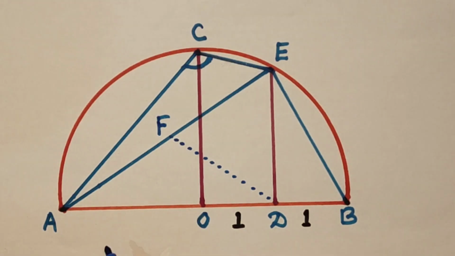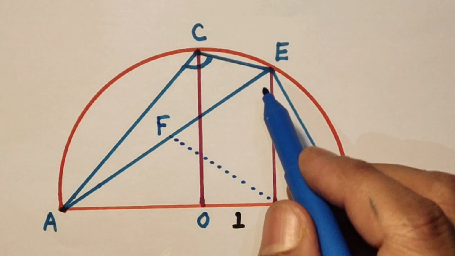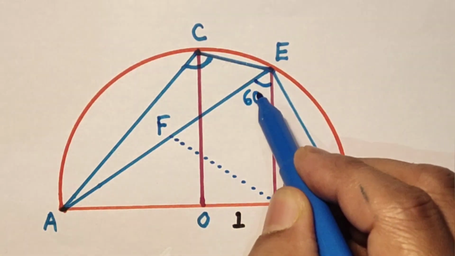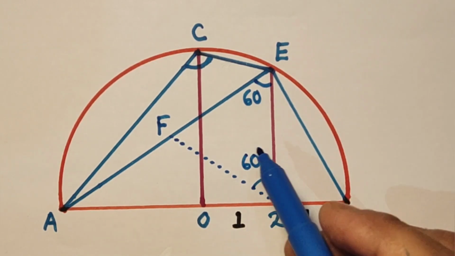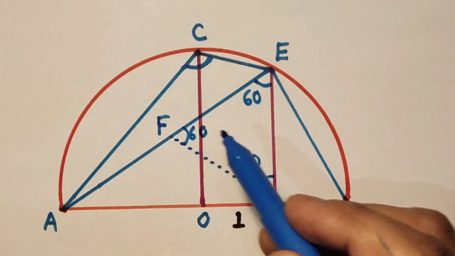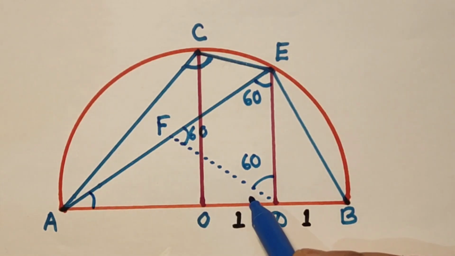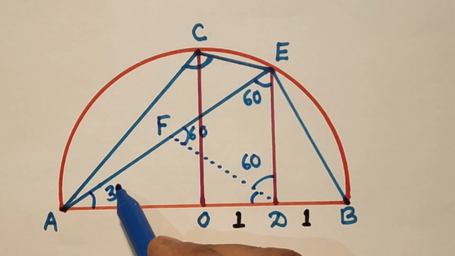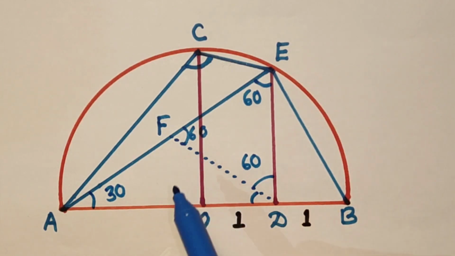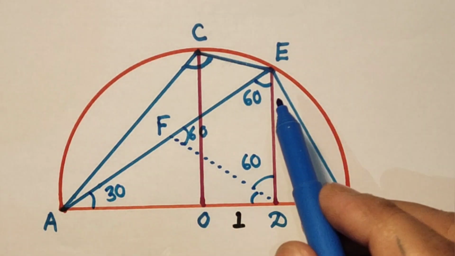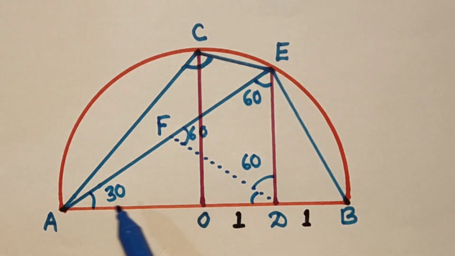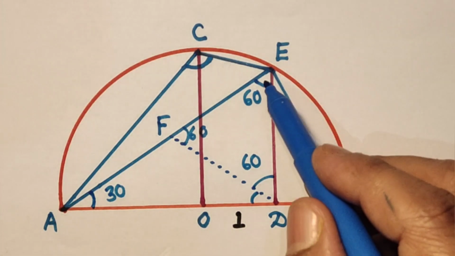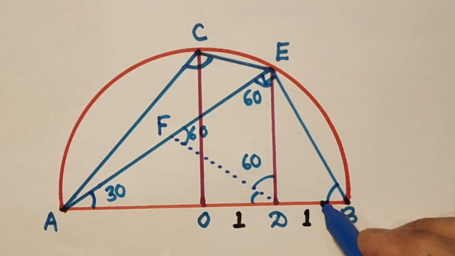After getting that this is 60 degrees, and this is 60, this is 60, these two are 30 and 30. After getting 60, this is 90, 30, 60, 90. So this angle is 30 degrees. Triangle AEB is a right angle triangle. This will be 60.